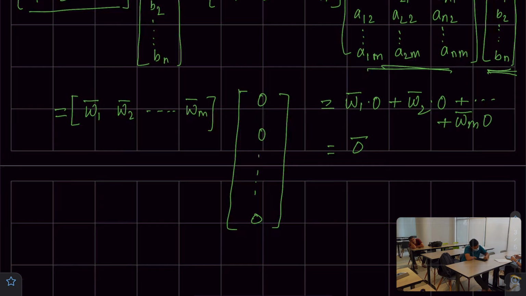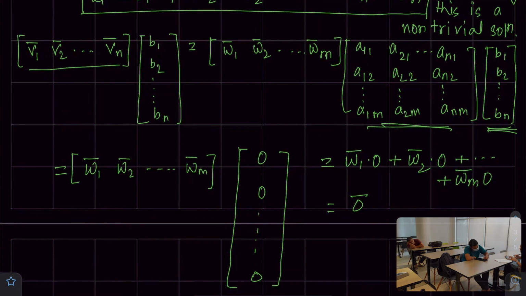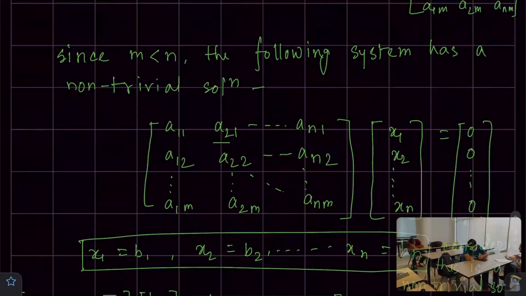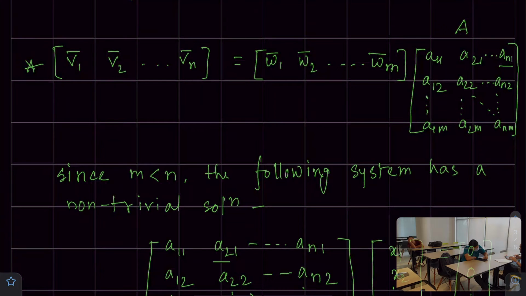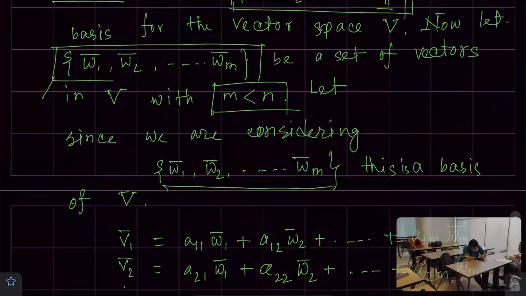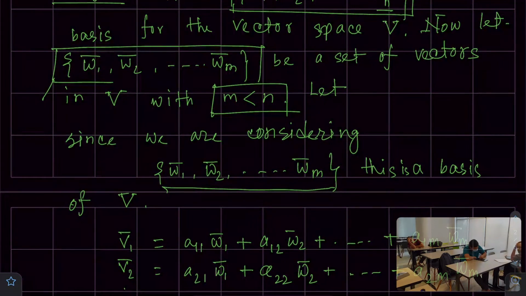But from the definition of linear dependence, we know that if the linear combination is equal to 0 and the scalars are non-zero, then that set is actually linearly dependent. That means this set V1, V2, Vn, which we considered to be the basis of the vector space V, is not a basis because this set is linearly dependent. So we get a contradiction, and hence the corollary is proved. The basis set cannot be linearly dependent. Basis set has to be linearly independent.